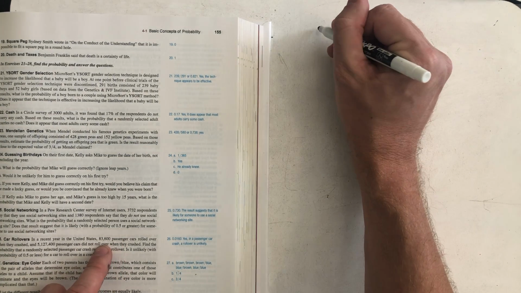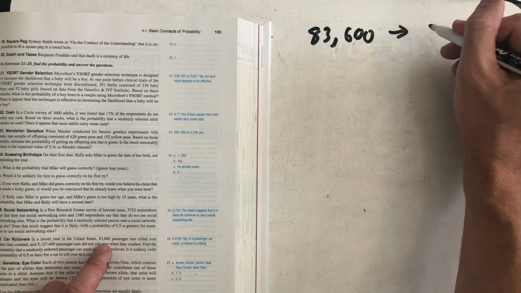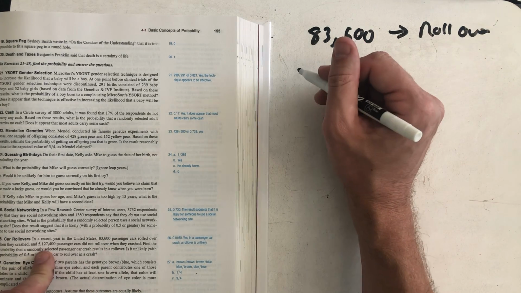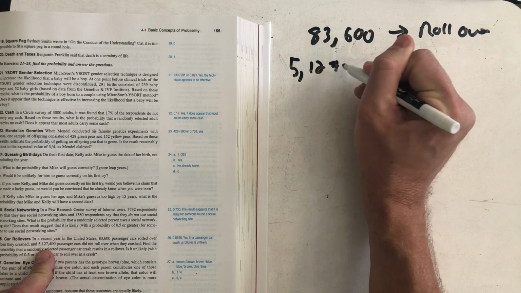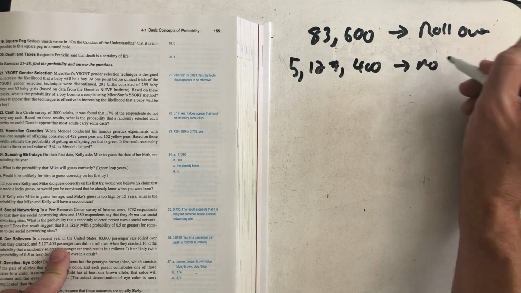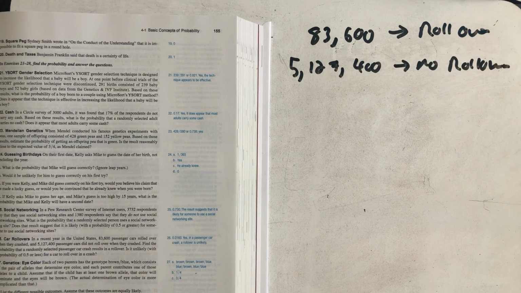So we've got a couple important things going on here. We have 83,600 crashes that did result in a rollover, and just over 5.1 million that did not. And then we're asked to calculate the probability of a randomly selected passenger car resulting in a rollover.